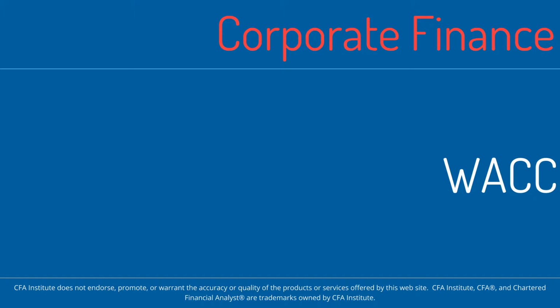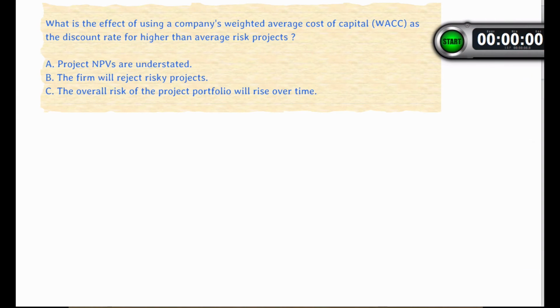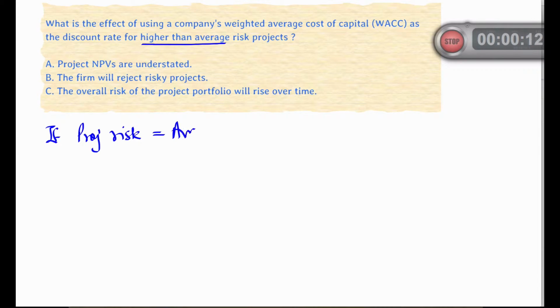Today we're going to look at two problems. Both of them deal with applications of the weighted average cost of capital. Let's get started. Here, the question revolves around whether it's appropriate to use the weighted average cost of capital of a firm as the discount rate in the case where the project under consideration has a risk that is higher than the risk of the average project at the company.